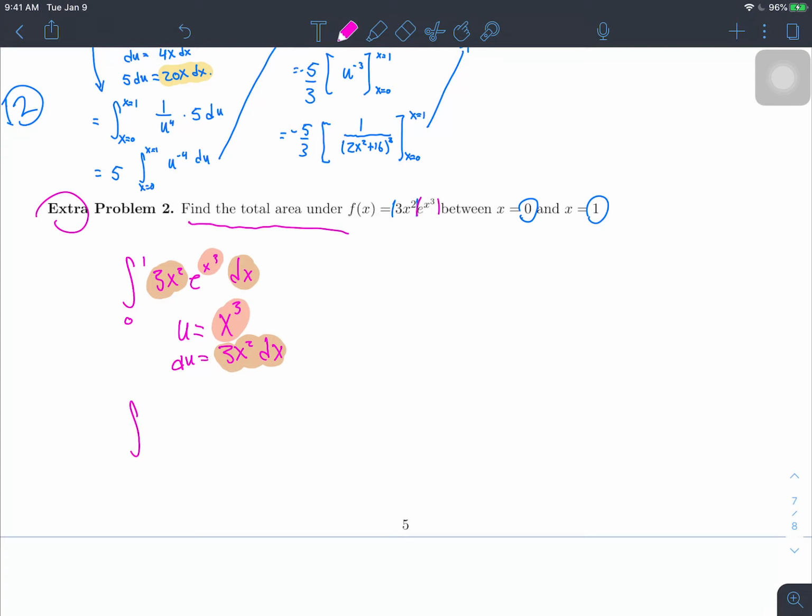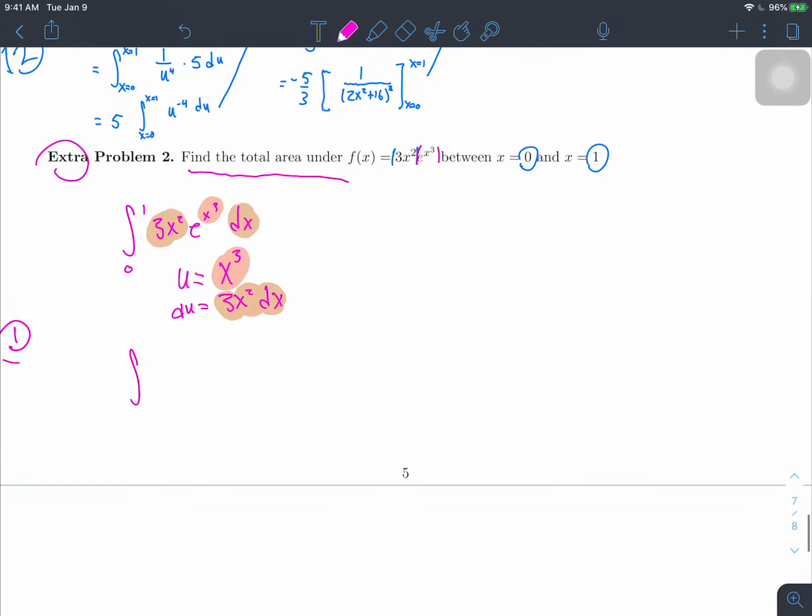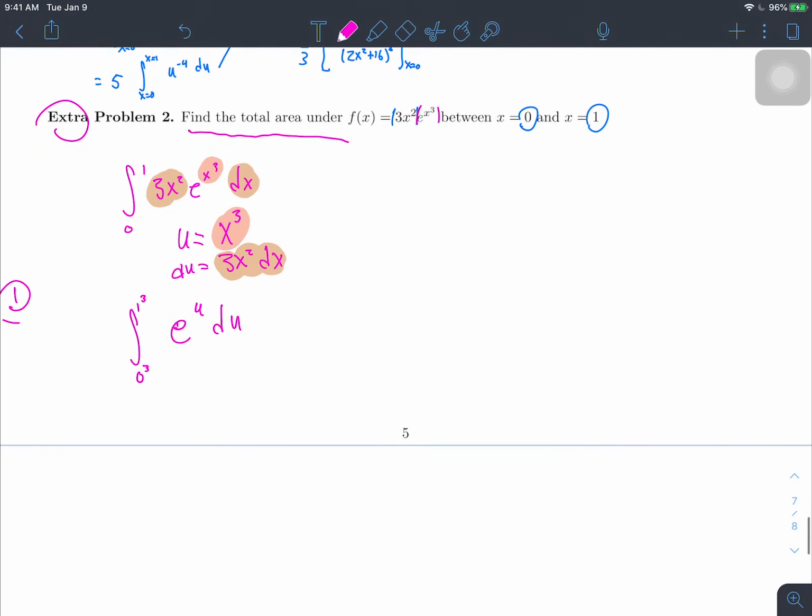So if we want to write this in terms of u, it should be the integral from, and why don't we use method number 1 here? We'll use method number 1. We'll change the bounds. So I'm going to take 0 cubed here, and I'm going to take 1 cubed here. And then we'll have the integral of, in terms of u, this is just e to the u du. And if I take 1 and cube it, I just get 1. If I take 0 and cube it, I just get 0. So this is equal to the integral from 0 to 1 of e to the u du.